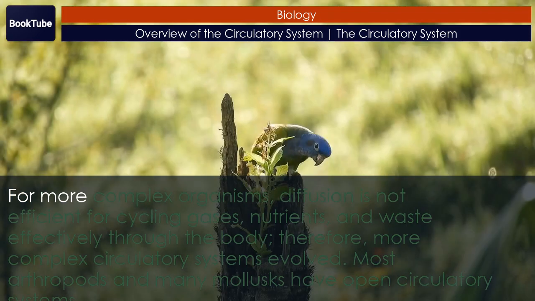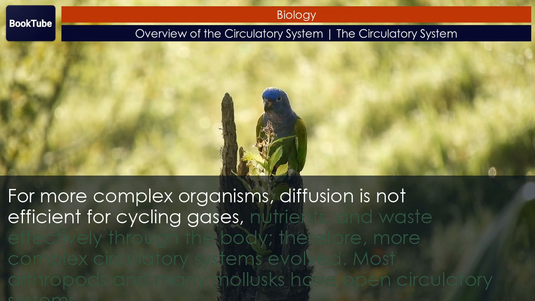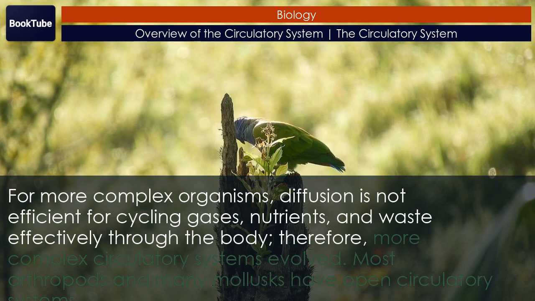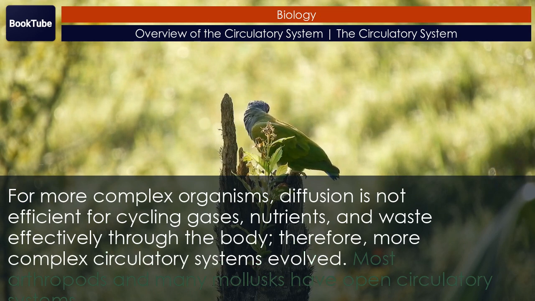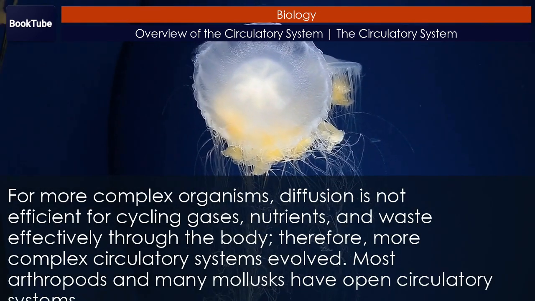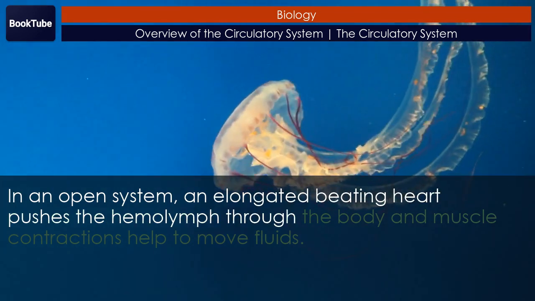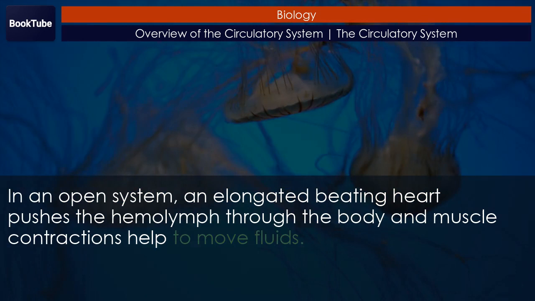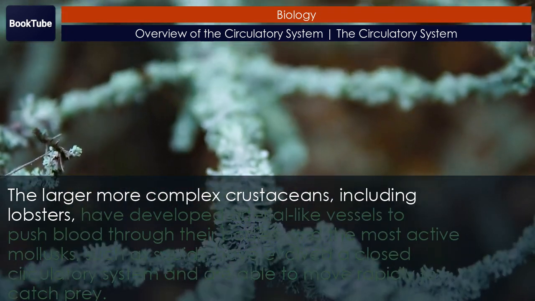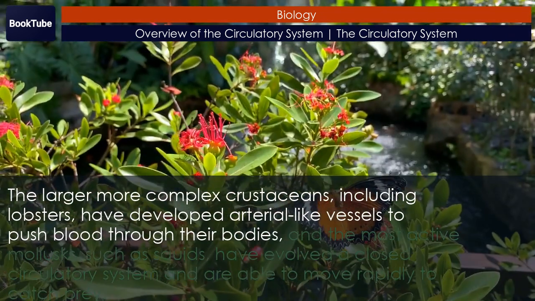For more complex organisms, diffusion is not efficient for cycling gases, nutrients, and waste effectively through the body. Therefore, more complex circulatory systems evolved. Most arthropods and many mollusks have open circulatory systems. In an open system, an elongated beating heart pushes the hemolymph through the body and muscle contractions help to move fluids. The larger, more complex crustaceans, including lobsters, have developed arterial-like vessels to push blood through their bodies.